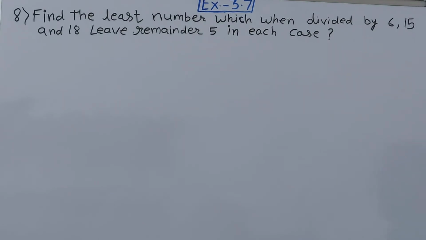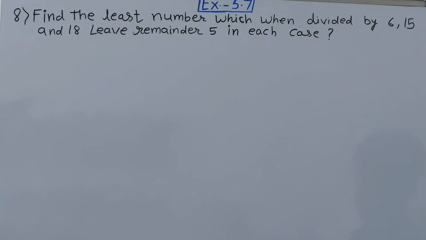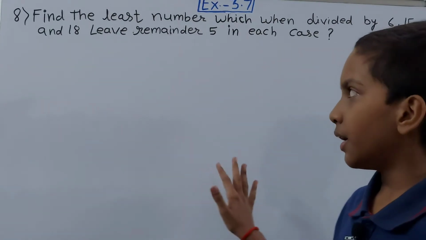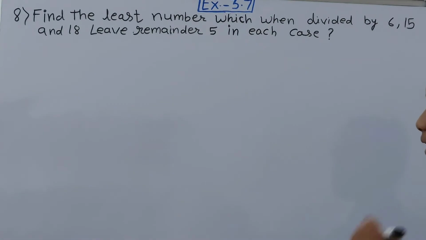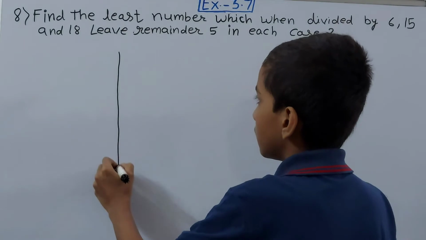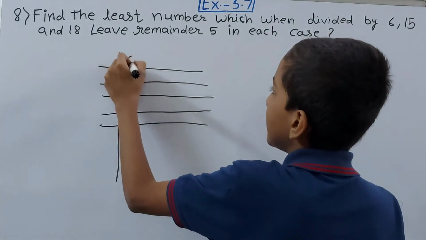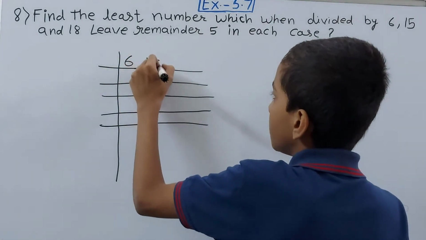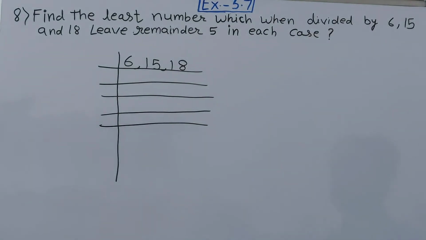So friends, in these types of questions, first you see least is given. So this gave you a big clue, that is least common multiple. That means here we need to find the smallest multiple, the least common multiple. So let's find the LCM. So we are going to find the LCM of these three numbers, 6, 15 and 18.